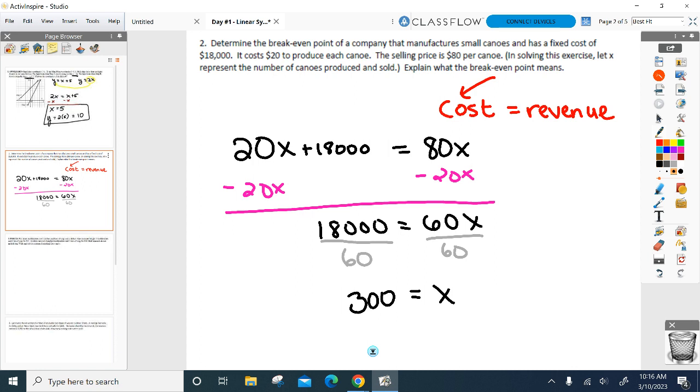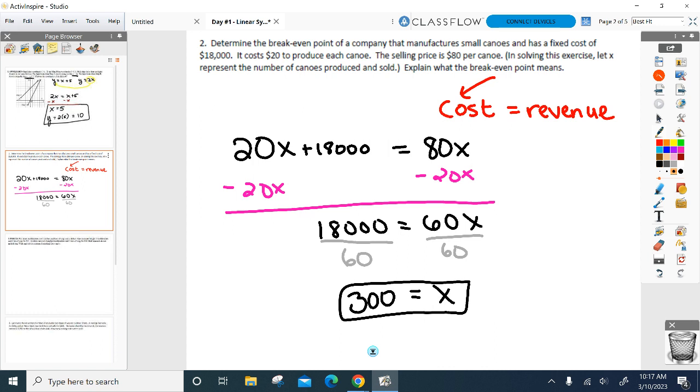Now again, I want to put this in context here for you. I sell 299 canoes. I owe money. I didn't make any money. I owe it. I sell 301 canoes. Now I made money. Okay, but when I'm at 300, nothing on either side. I'm good. All right, so that's what the break even means. Questions, comments, anything on breaking even before we get back to two equations, two variables?